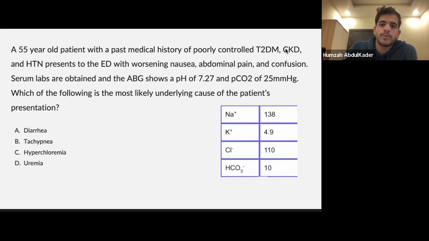A 55-year-old with poorly controlled type 2 diabetes, CKD, and hypertension presents to the ED with worsening nausea, abdominal pain, and confusion. Serum labs are obtained. ABG shows pH of 7.27, PCO2 of 25. Which of the following is the most likely underlying cause?